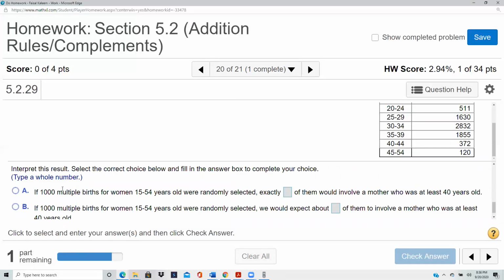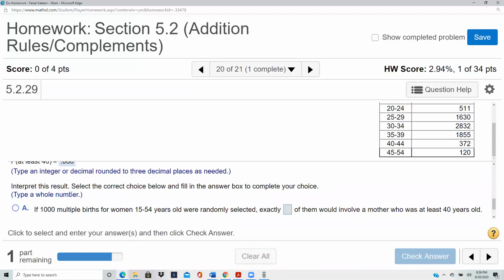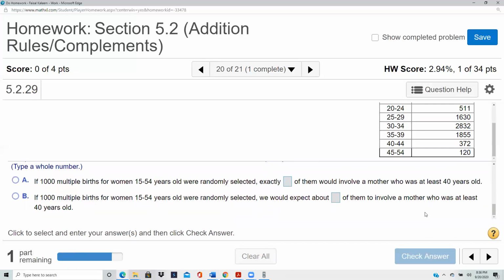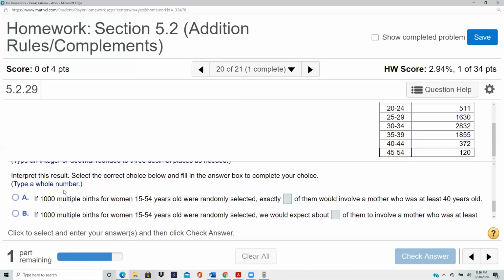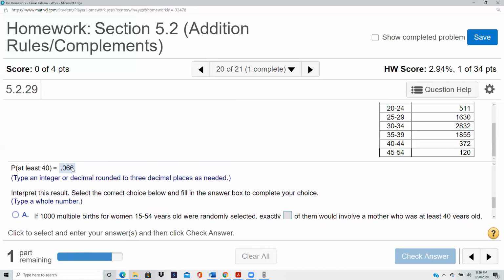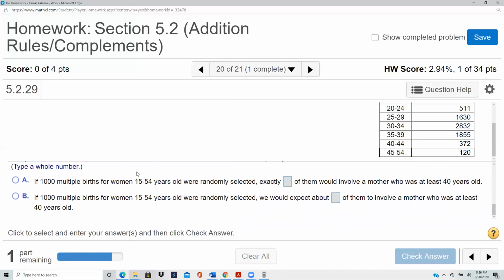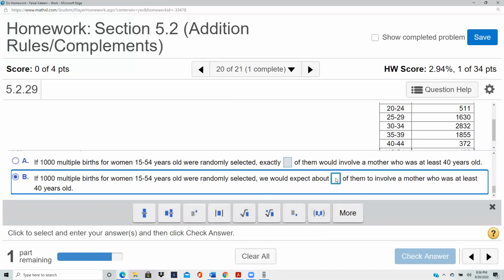If 1,000 multiple births for women were selected, how many would involve a mother at least 40 years old? At least 40 is this last probability, so you multiply this by 1,000 and you get 66. You know that it's always about and not exact, so about 66.